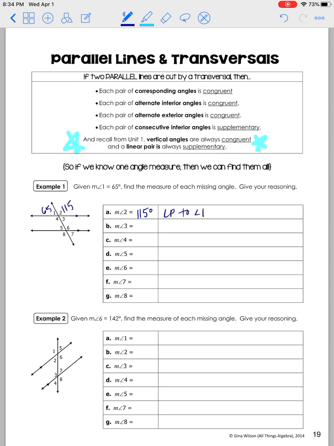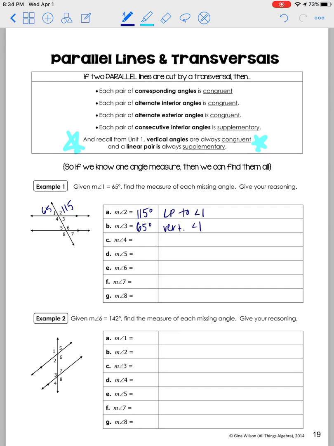Linear pair to angle 1. You could have done that and found angle 4 instead, right? Because 1 and 4 are also a linear pair. 1 and 3 are vertical. So that's what makes 3 65 degrees.